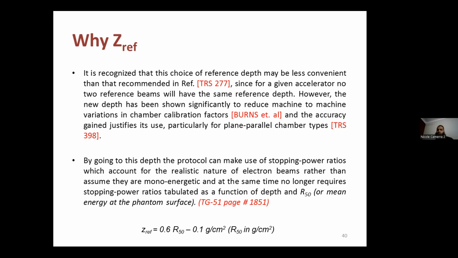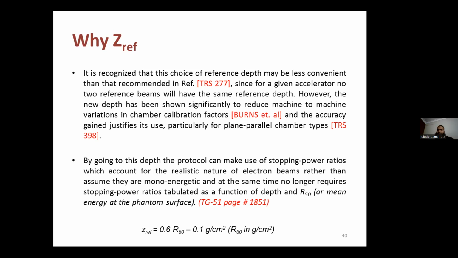This is a good paper by Bonds. If you read through it, it will give you a bit of detail, and the accuracy gain justifies its use. That's why they said if you use it, you will get a more precise result as compared to using Dmax.